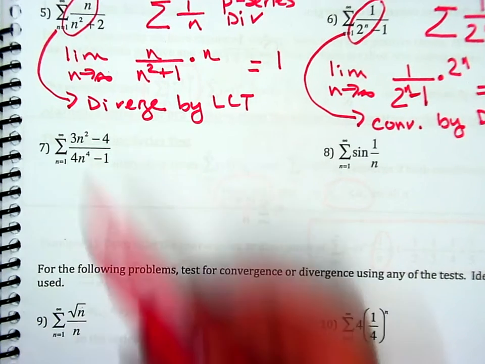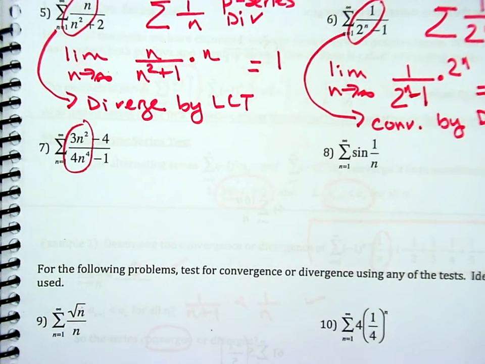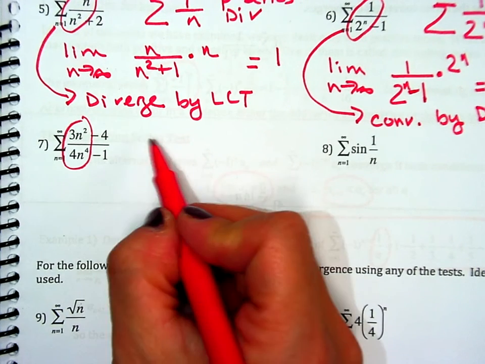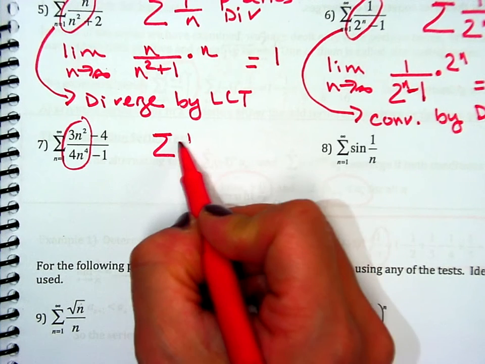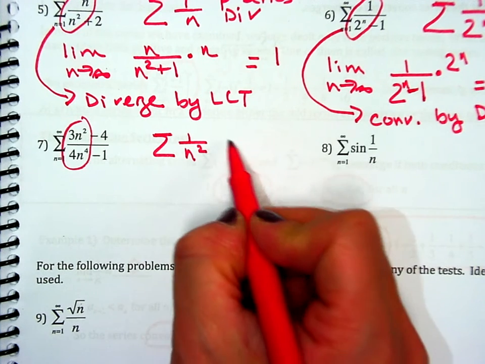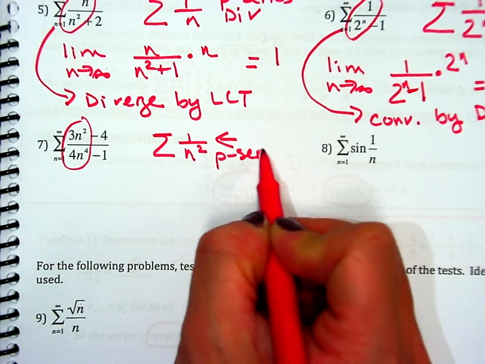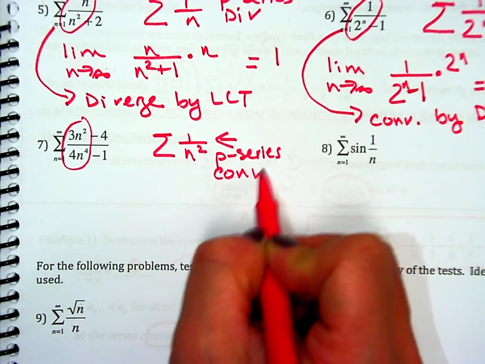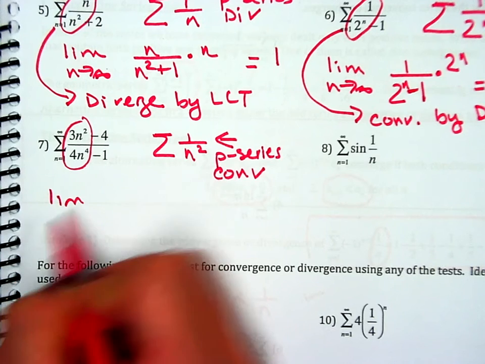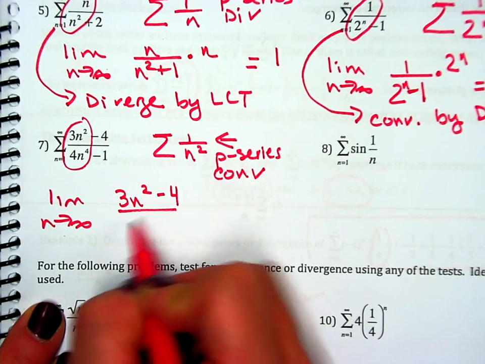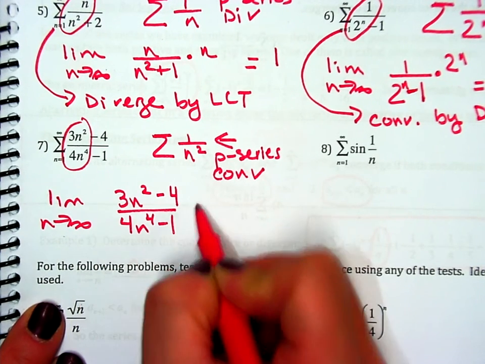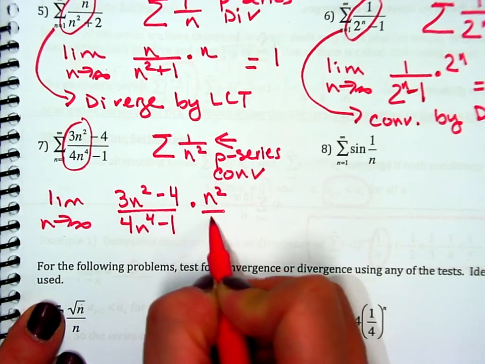Okay, number 7. Again, if I take the highest power on the top and bottom, you can keep the 3 over 4, it's up to you. I'm just going to go ahead and compare it to 1 over n squared, which is a p series that converges. Again, limit comparison test, the original divided by what you're comparing it to, or the reciprocal.